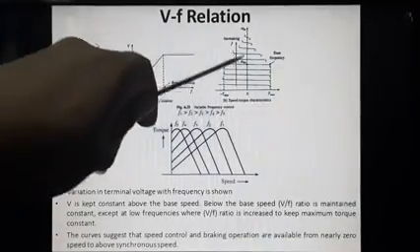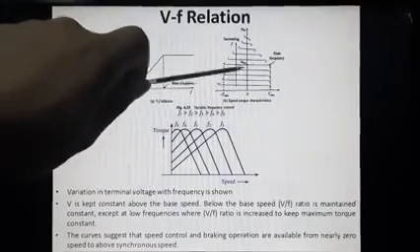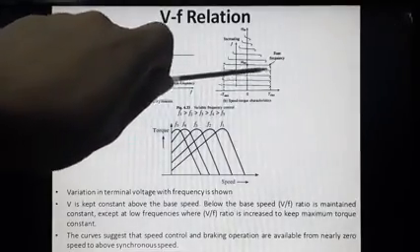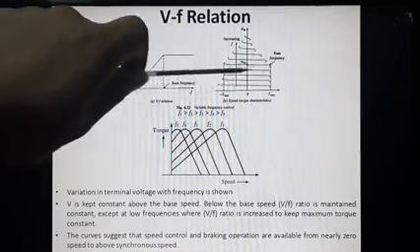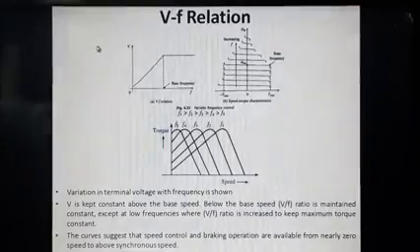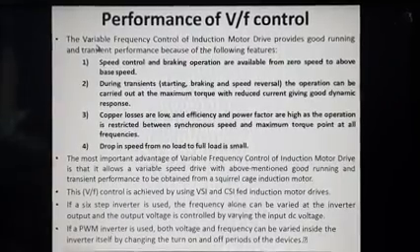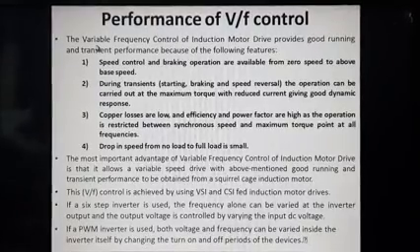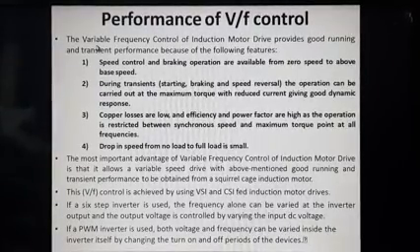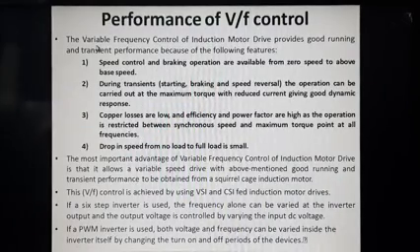From this characteristic also you will be able to see the drop from the no load speed to the full load speed is very small. Almost the speed remains constant while loading the machine from no load condition to full load. That is also an added benefit to the performance of this V by F control. And then the transient operations can be carried out at maximum torque. That's what is being mentioned here.